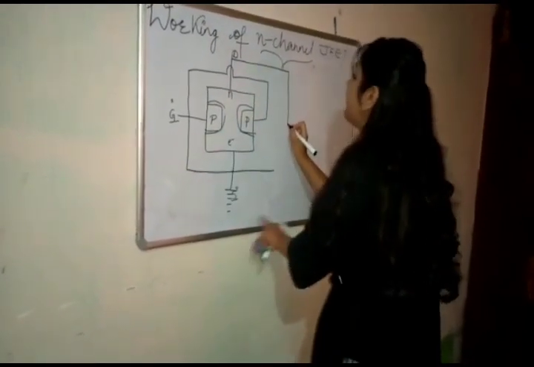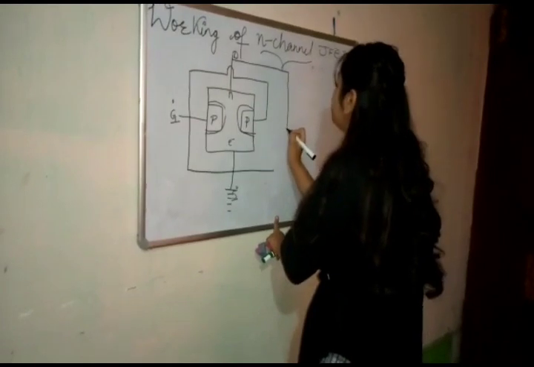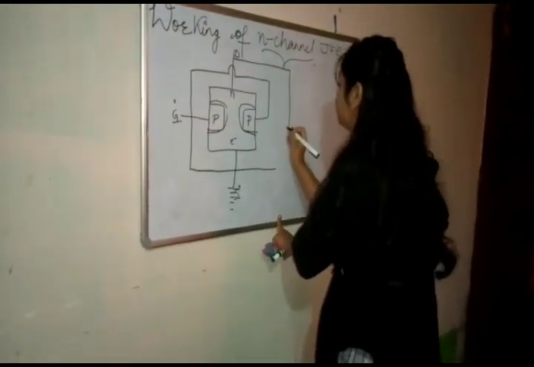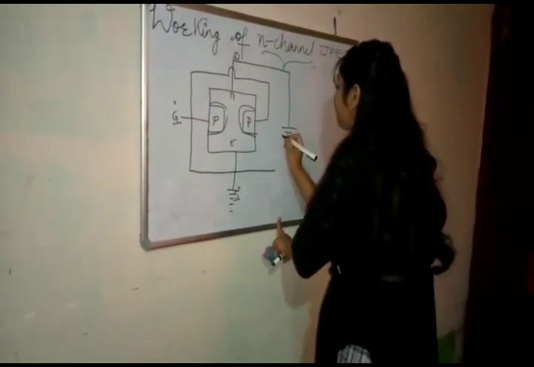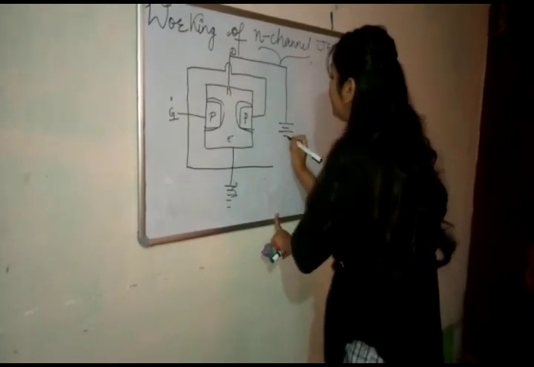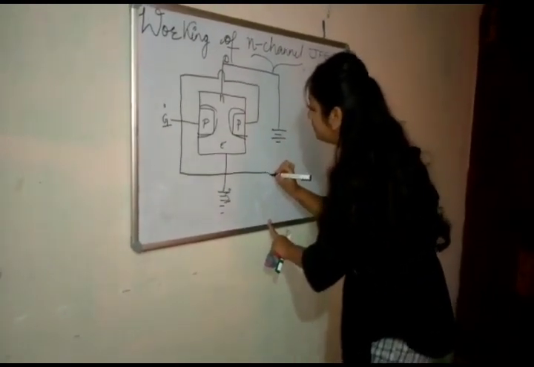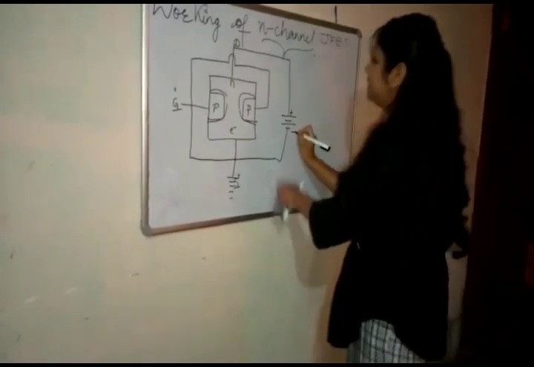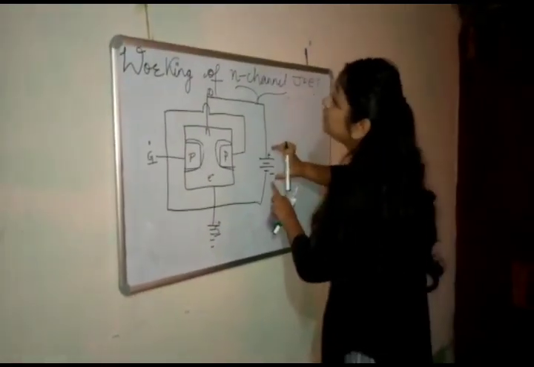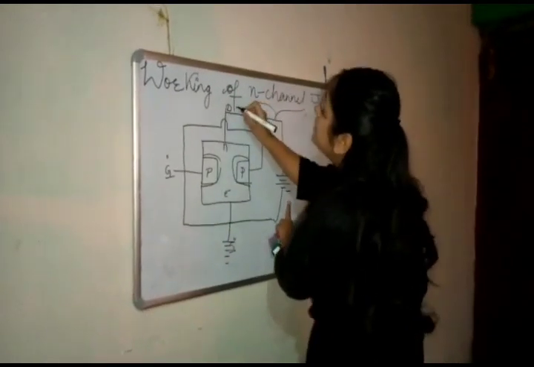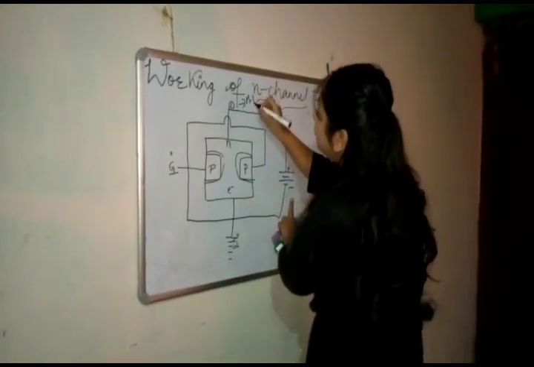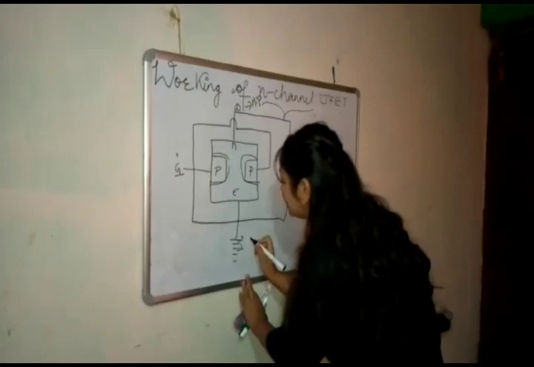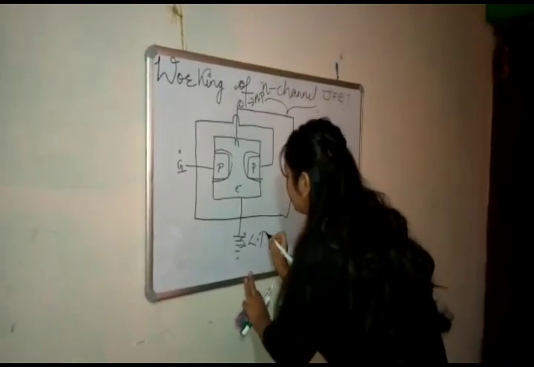We will join this battery in such a way that the positive end of the battery is connected to the drain and the negative end of the battery is connected to the source. This is positive and this is negative. So with respect to this battery, the drain becomes higher potential and the source becomes lower potential.